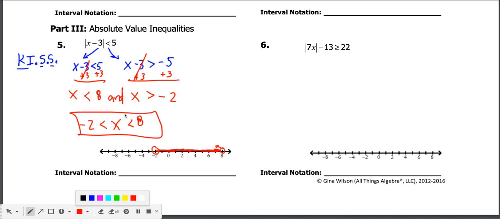Or you could write your final answer this way: interval notation, negative 2, comma 8, because it's not including negative 2 and not including 8, so we use parentheses.